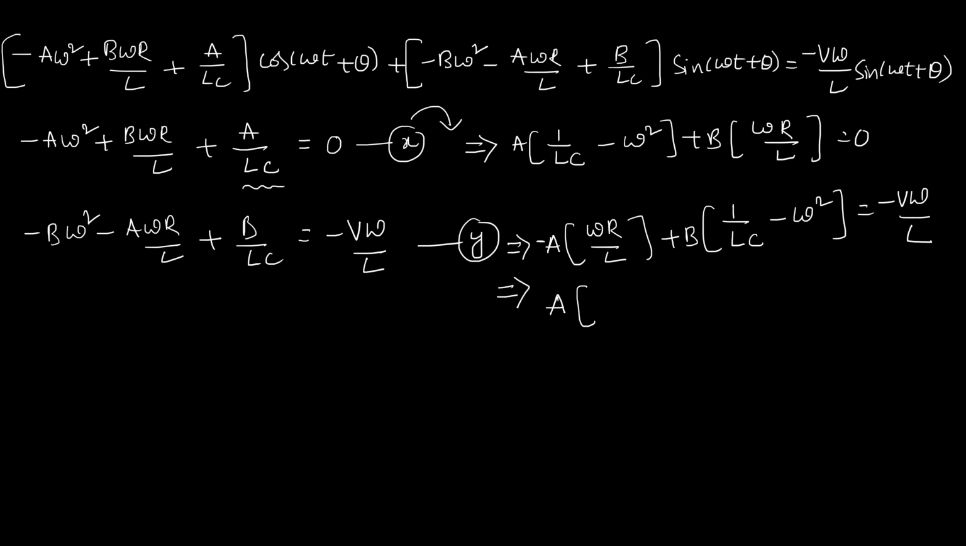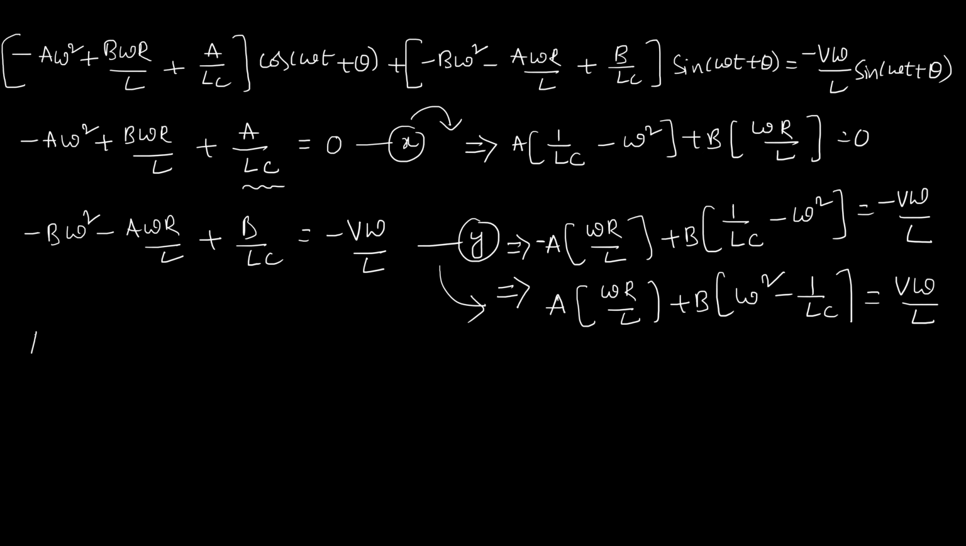There you get A into omega R by L plus B into (omega square minus 1 by LC) is equal to V omega by L. Okay, you may call this as equation 1. So after solving these two equations, we will be getting the relations for A and B.